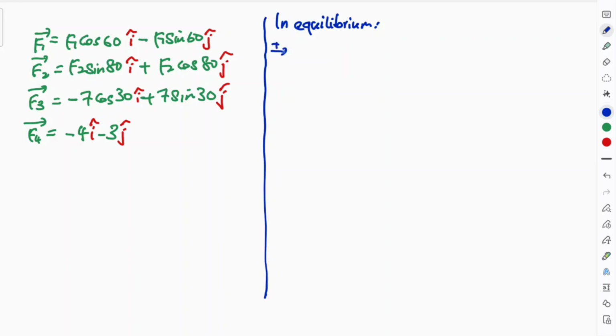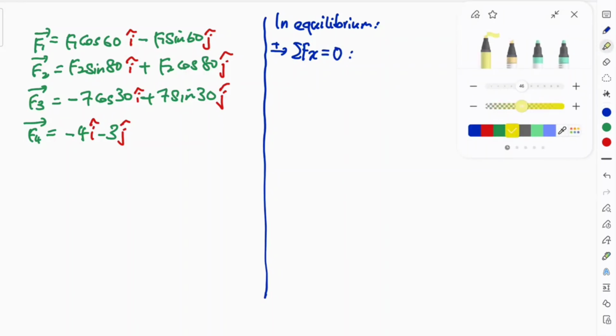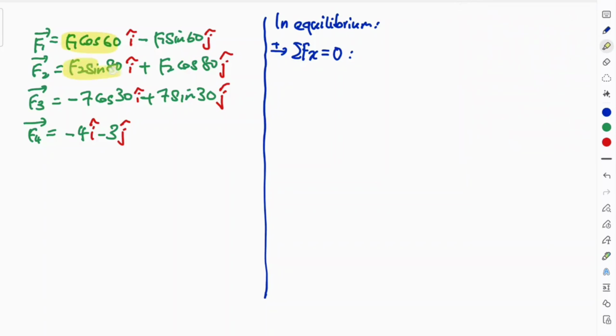So assuming the rightward direction as positive, in equilibrium, the summation of all the forces in x should be equivalent to 0. So what are the components in the x direction? Based on these vectors, you extract all the x magnitudes into one equation. The first one is F1 cos 60, and then the second component in the x direction is plus F2 sin 80, and then the third one is negative 7 cos 30, and then the fourth component in the x direction is negative 4, and that sums up to 0.